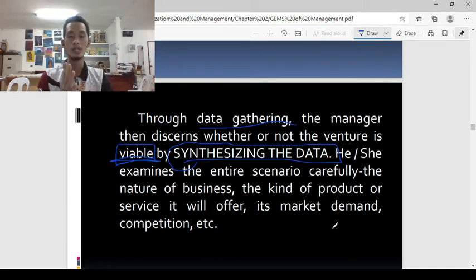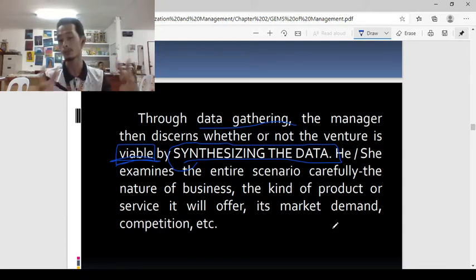Now, the manager, he or she examines the entire scenario carefully. You have to consider the nature of the business, whether mupatok ba siya ana place, the kind of product or service it will offer, patok ba na siya, its market demand ba na siya sa market, competition. Consider also the competition, basig ang imong plano is maligya kag barbecue, imong tanan silingan maligya ka mag barbecue, so competition should be considered.